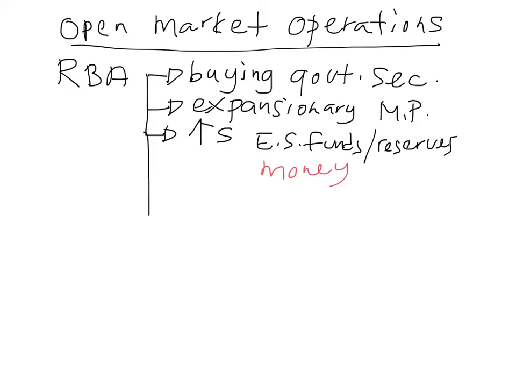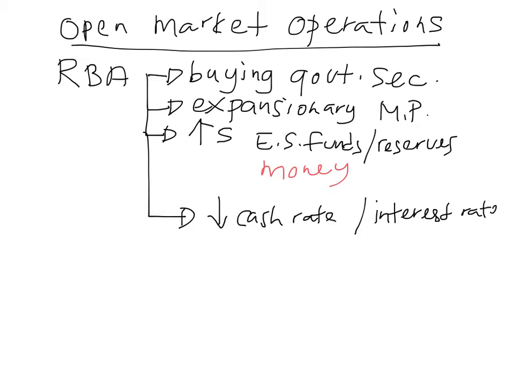Okay, and this will end up lowering the cash rate, or if you prefer, you can just write the interest rate, the nominal interest rate. Remember when I used the letter I, lowercase i. So one is the situation where the RBA is buying government securities from commercial banks.